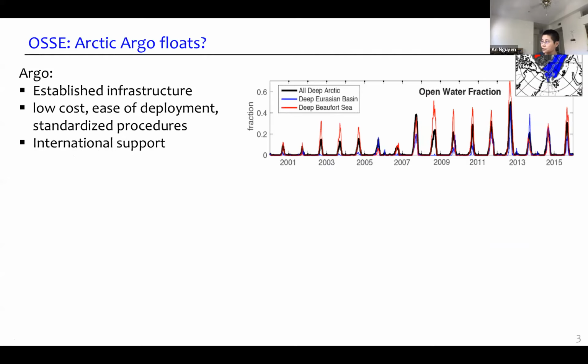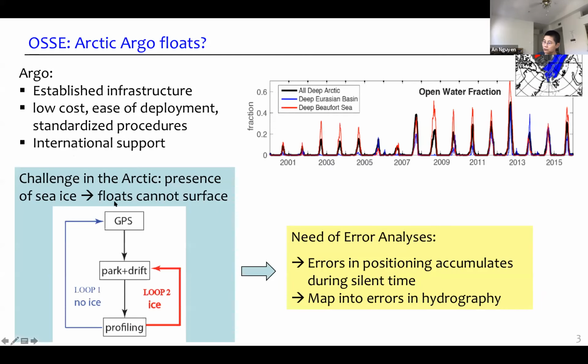Relevant for the Arctic, we also know that there's a decline in sea ice cover. In this case, this is a map of open water fraction as a function of time. So you can see there's an increasing trend. And that's important because we understand from Argo deployment that generally it drifts with the current, and then at some period it takes a profile. When there's no sea ice, like in the lower latitudes, it would surface and communicate its position and the information to the GPS.